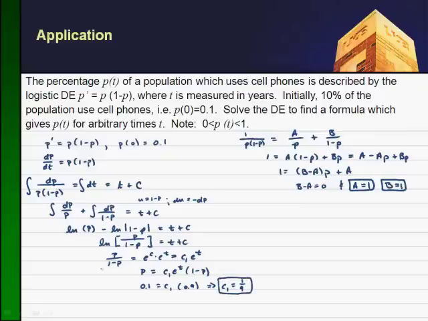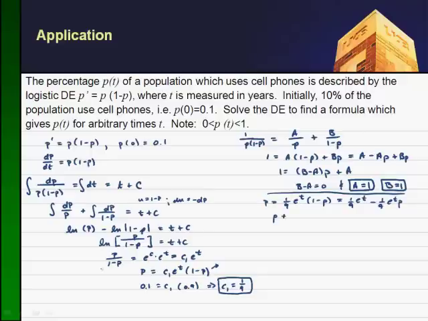So let's continue. Let's continue from this step here. This will give me P is equal to C1, that's a 9th, e to the t times (1 minus P). And if I distribute that, I get 1/9 e to the t minus 1/9 e to the t times P. And let's transpose this term, so we'll bring it over to the other side.